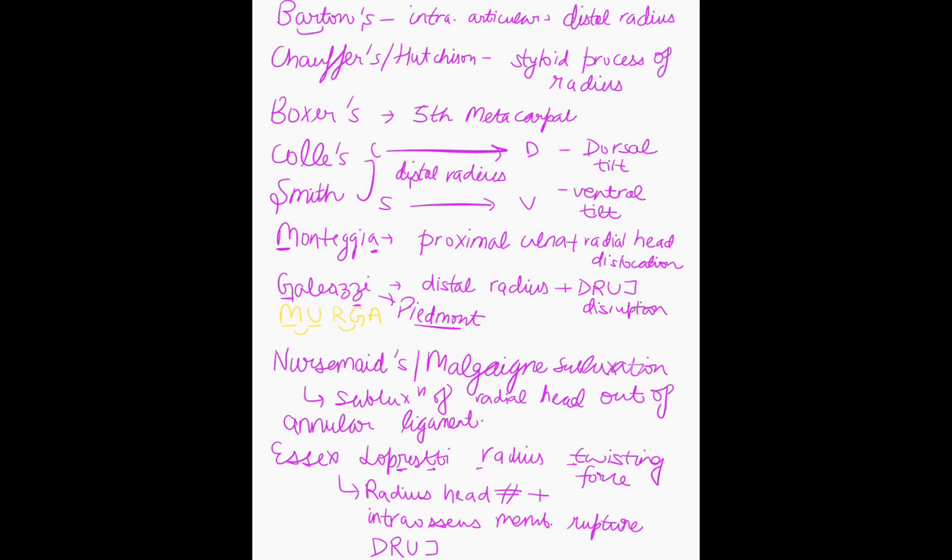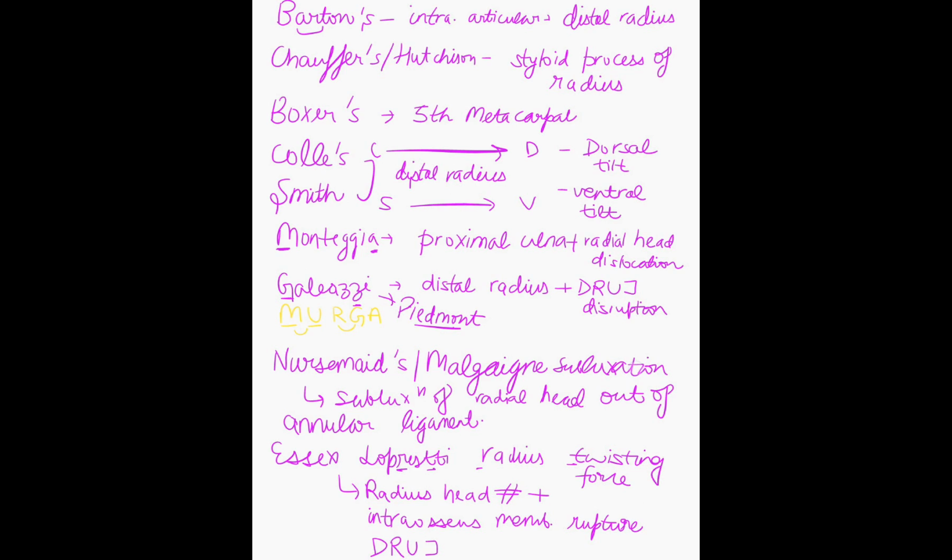Then we have Essex-Lopresti. In Essex-Lopresti, R and T both are coming. So R is for radius and T for twisting force. So when a radius twisting force is applied, the radial head would be fractured, the interosseous membrane will be ruptured, and the DRUJ, that is the distal radioulnar joint, will be disrupted. So from the elbow to the hand we are studying the injury: at the elbow the radial head, in between the interosseous membrane, and at the wrist level the distal radioulnar joint is disrupted. So all three things are disrupted, that is Essex-Lopresti.